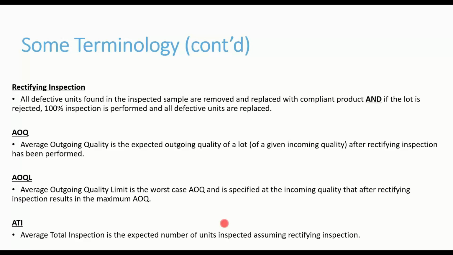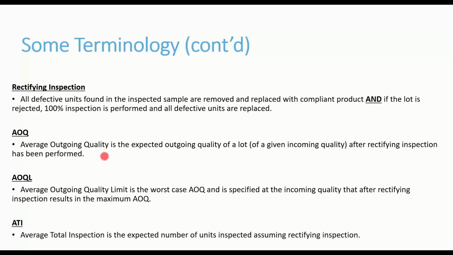Okay, then we have rectifying inspection, and that happens whenever you don't accept your lot. You have to reject a lot, and when you do a rectifying inspection, all the defective units have to be removed and replaced, of course, with compliant product, and you have to do 100% inspection on the lot. And so that's the problem with sampling. Sometimes if you reject a lot, then you end up doing the 100% inspection anyway. We also have the average outgoing quality, and that's the expected outgoing quality of a lot of a given incoming quality after rectifying inspection.